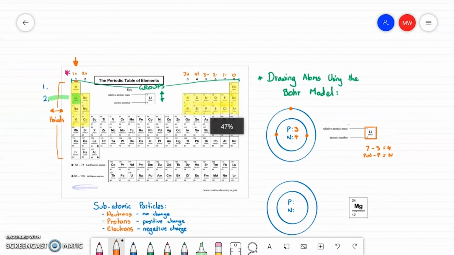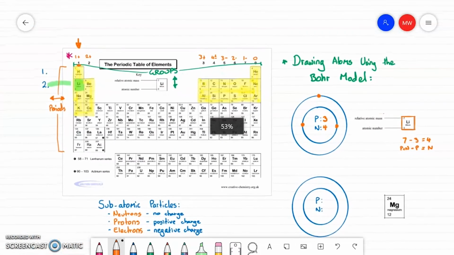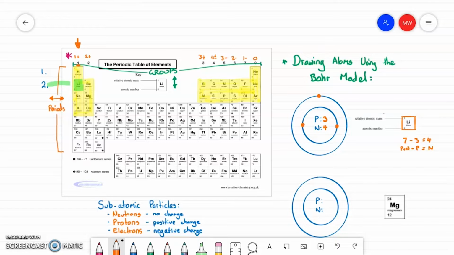Just double check that everything's right. Looking back at the periodic table, it is in period number 2, so it's got 2 electron shells, that's right. And it's in group number 1, which means that it's got 1 electron in its outer shell. So that's right as well.